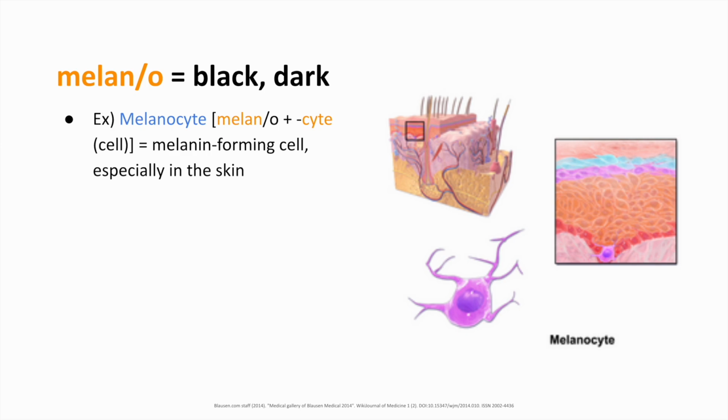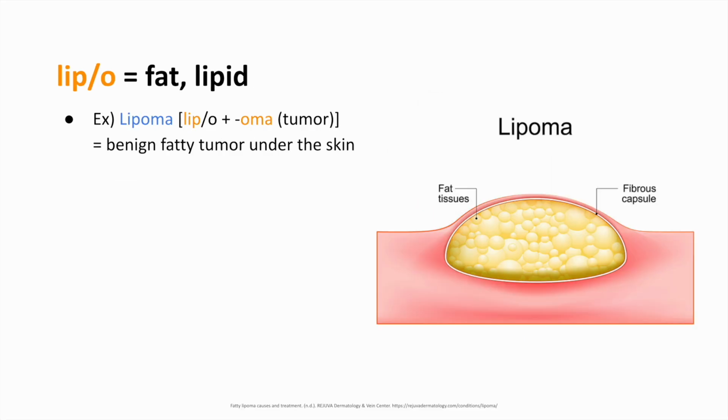Lipo is a combining form that means fat or lipid. An example is a lipoma, lipo plus oma, which means tumor. So it's a benign fatty tumor under the skin. Do you guys think lipoma is a cancer or not? It's like a pop quiz.